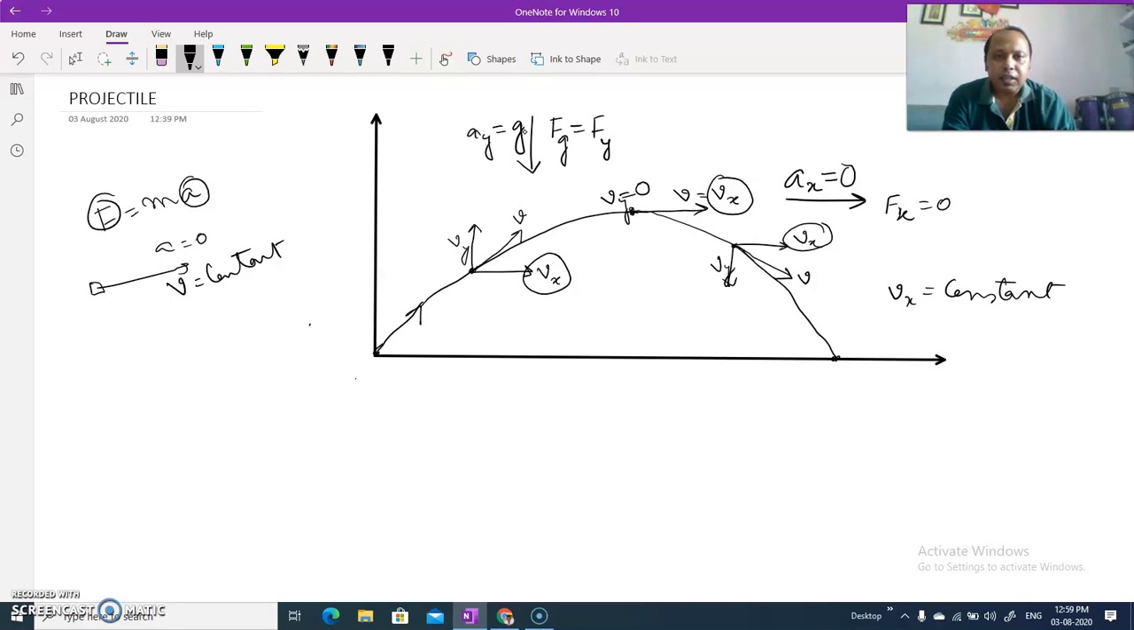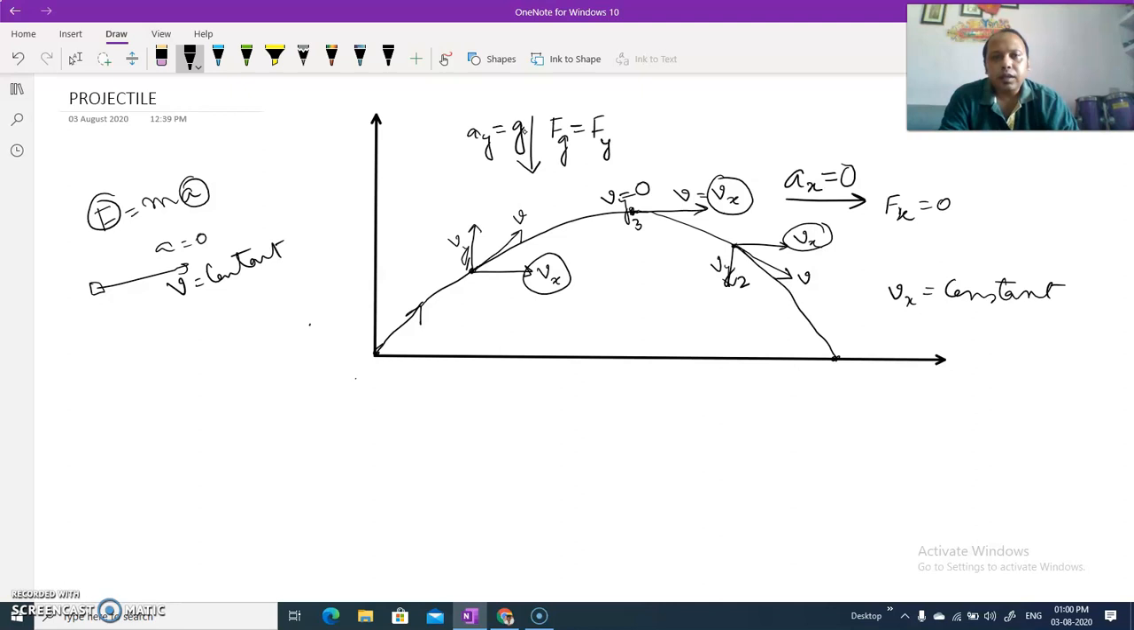But along the vertical direction the acceleration is there, that means the velocity will change. So we have different values here. Let this be Vy1, let this be Vy2, let this be Vy3. So it will have different values at different places, depending on the acceleration, as the velocity along the vertical changes.